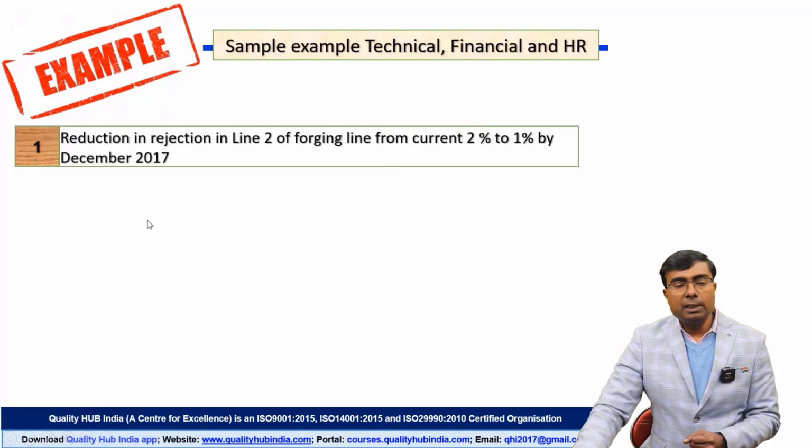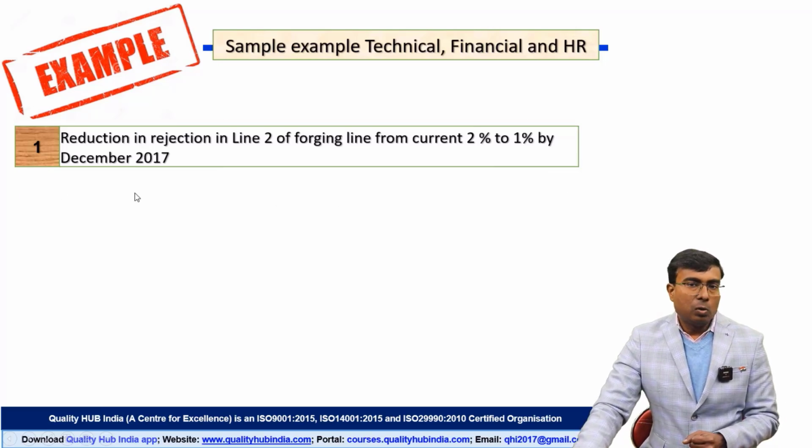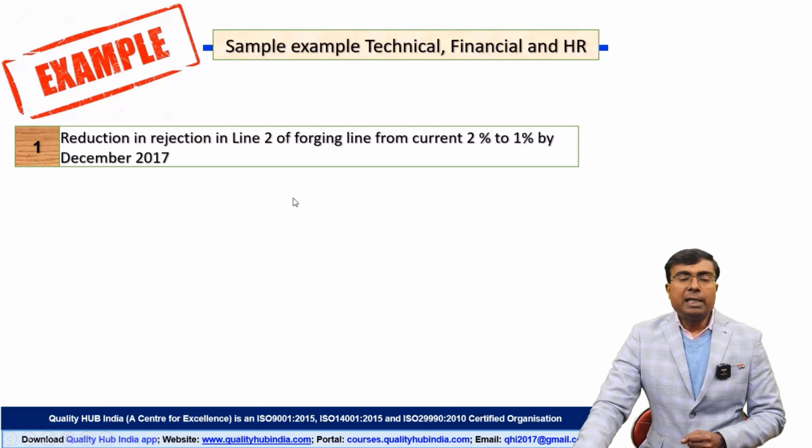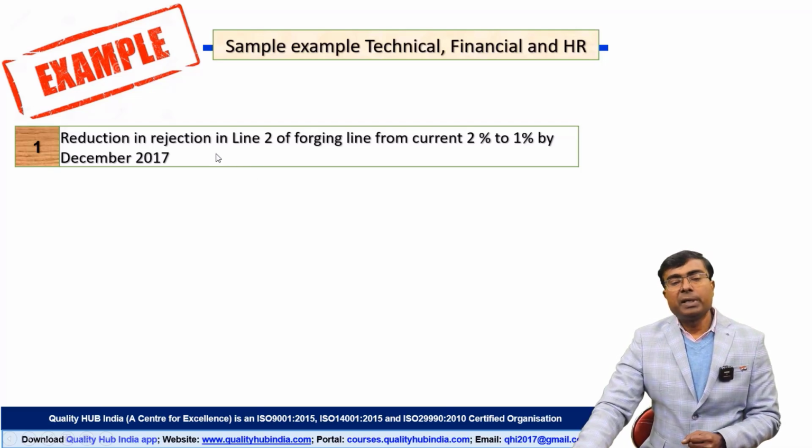The first one is a SMART goal. It says: reduction in rejection in line number 2 of the forging line from the current 2% to 1% by December 2017. You can see here it is a clear-cut SMART goal objective, because it is very specific in nature. It focuses on reduction of rejection. The line number is given, and the area of operation, forging, is also given. So it is very specific.